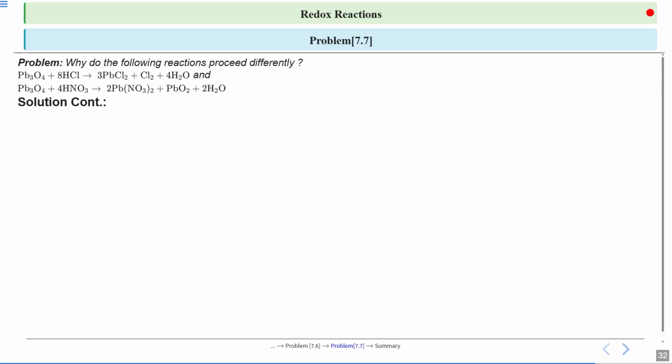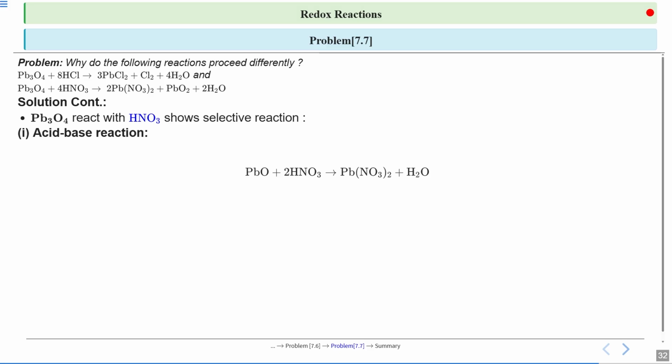And now, if we consider Pb3O4 reacting with nitric acid, again we will consider the reactions of PbO and PbO2 with nitric acid and show how it will proceed with the nitric acid reagent. First of all, we consider the acid-base reaction. Lead oxide reacting with nitric acid gives Pb(NO3)2 plus water. So we can say that it produces lead nitrate and water.